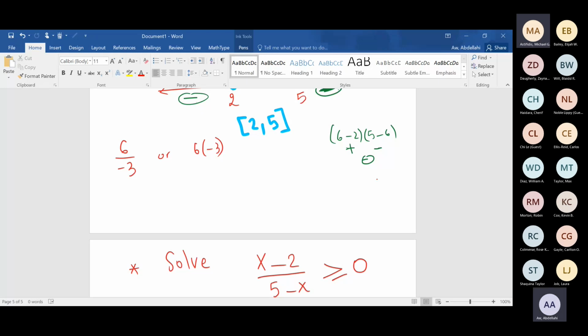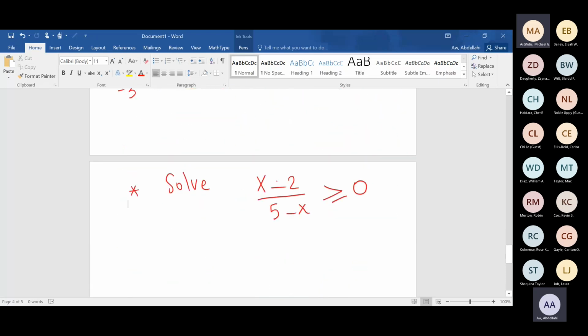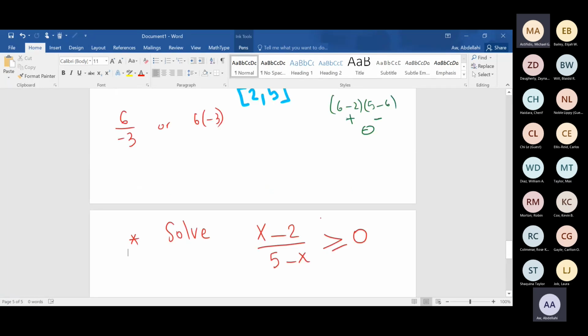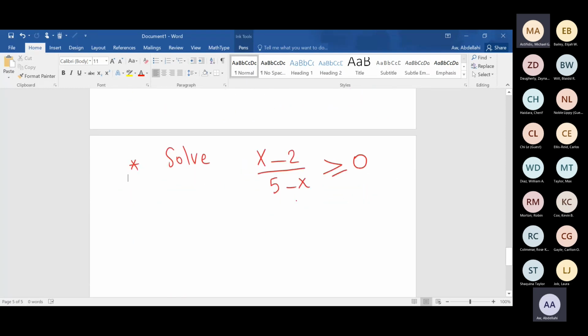No? I was thinking somebody would tell me: in this one right here, there is a number that cannot be part of the solution. What is that number? 5. The number 5 itself cannot be part of the solution. But here we included 5 in the solution, right? That will not happen here. But that was just a side comment.